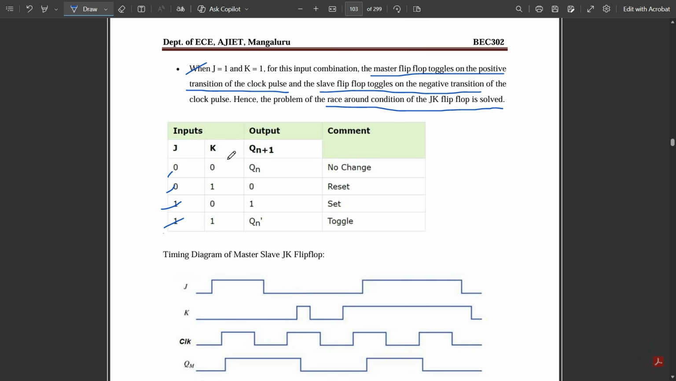As I have told you, Qn plus 1 is the next state. For 00, it stays in the same state Qn, it won't change. For 01, the output is 0. For 10, the output is 1. For 11, the output is in the toggle state. It would be continuously changing its pulses, so please note it down.